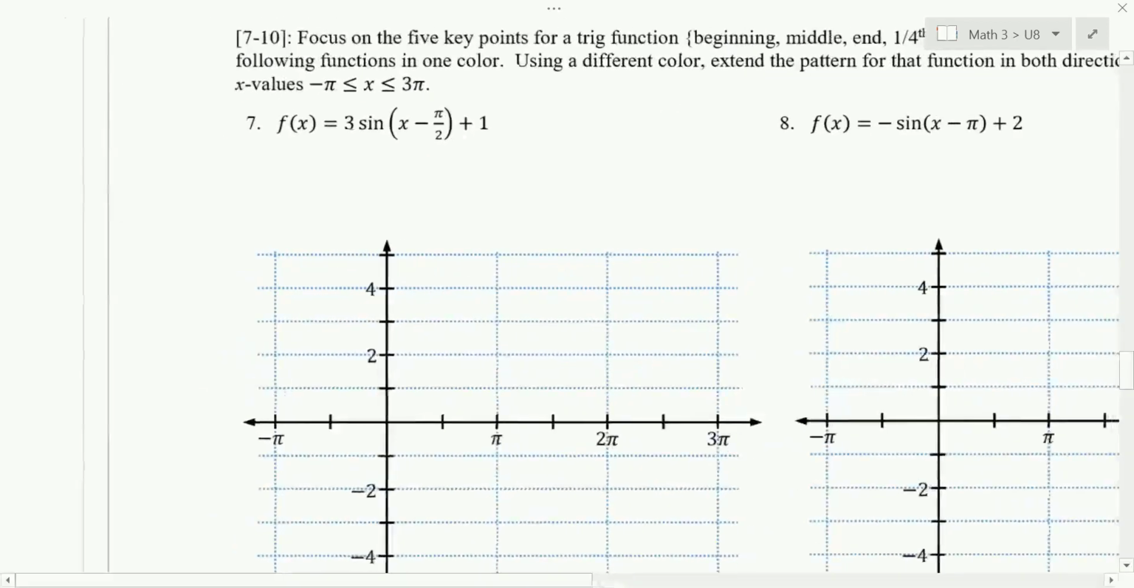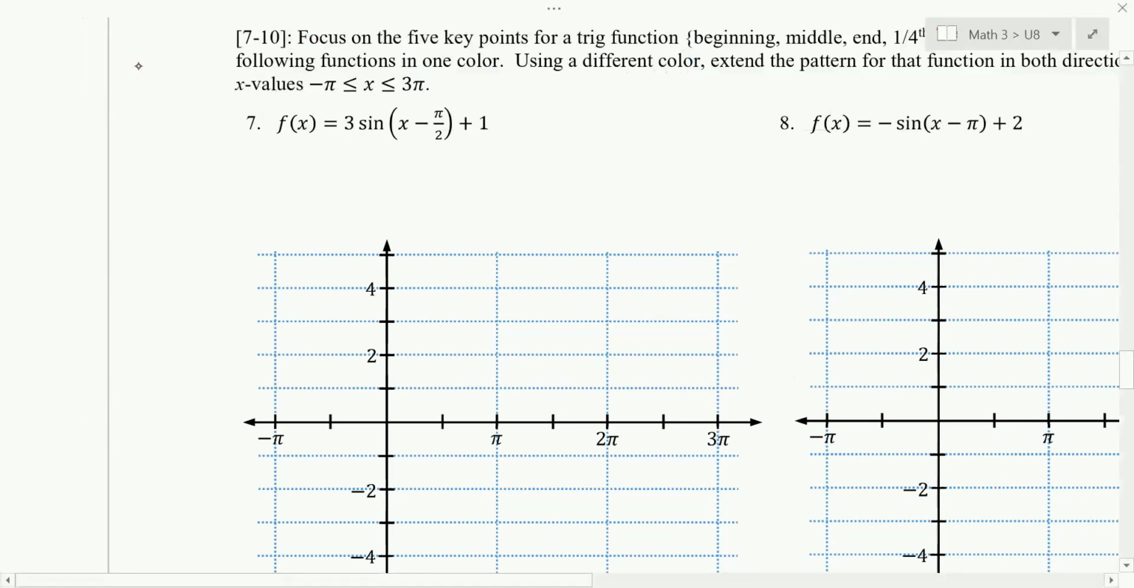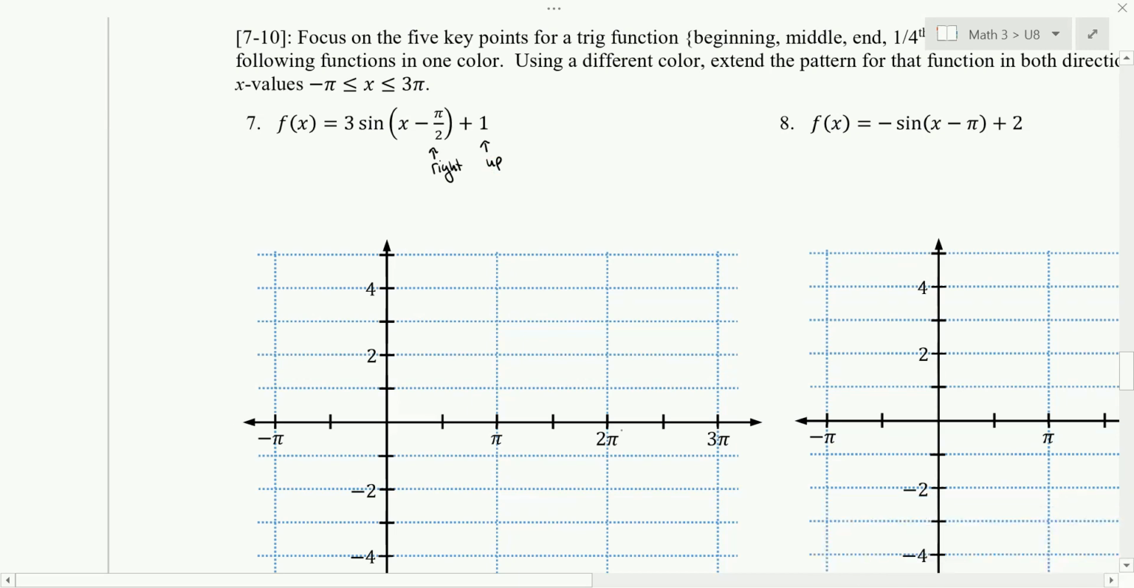So number 7, to find our starting point, we're going to look at the pi over 2 and the 1. The x minus pi over 2 is going to move us to the right from 0, 0. The 1 is going to move us up 1. Normally the equilibrium or the middle of this is at the x-axis, but because we moved up 1, the middle or equilibrium is now at a height of 1.